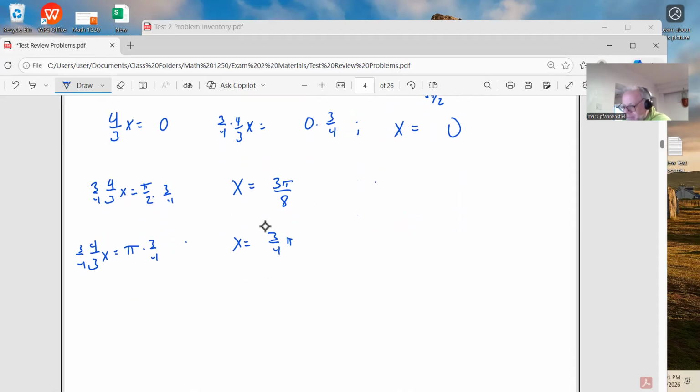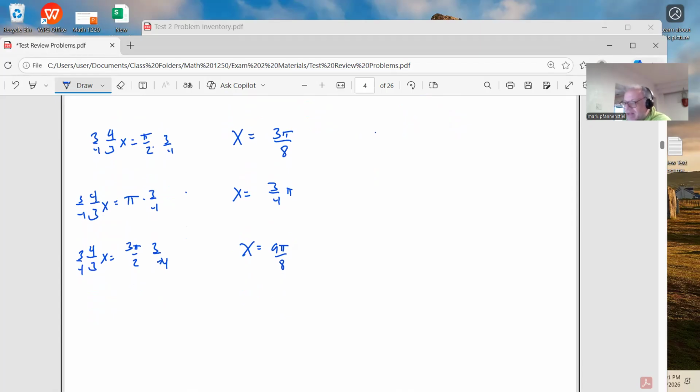All right. Next one, we're going to say we have 4/3 x is equal to 3 pi over 2. And again, we multiply by 3/4 on both sides, and we end up with x equals 9 pi over 8. And then lastly, we want 4/3 x to be equal to 2 pi. What does x have to be so this whole argument is actually equal to 2 pi? So we're going to go ahead and say we want 3/4 on both sides. So x is equal to 2 times 3 is 6 pi over 4.